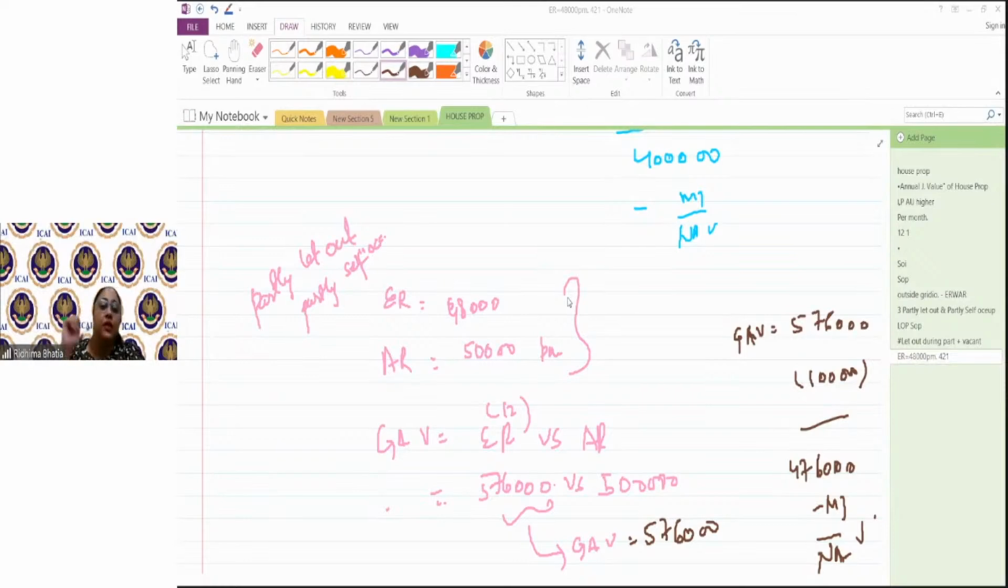But in case of a self let out property and vacant में GAV can be actual rent for the let out period, provided if the actual rent would have been the entire year, GAV would have been actual rent. Isliye, since it's a genuine case and actual rent is coming lower because of the vacancy, in that case GAV is equal to your actual rent.